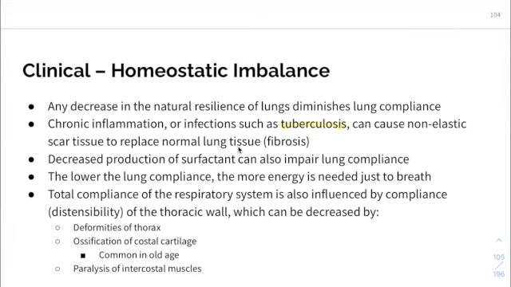So think about if you have some kind of inflammation in your lungs, you have an infection in your lungs, or you don't have enough surfactant. How hard would it be to inhale to try to reinflate those lungs if you don't have that surfactant and your alveoli are collapsing every time you breathe out? It's really hard.